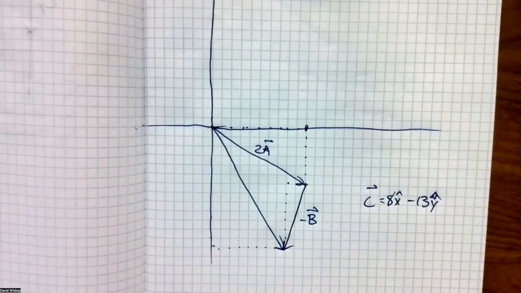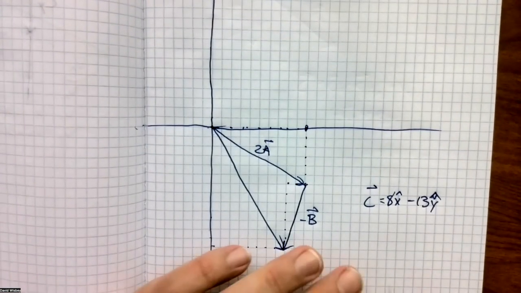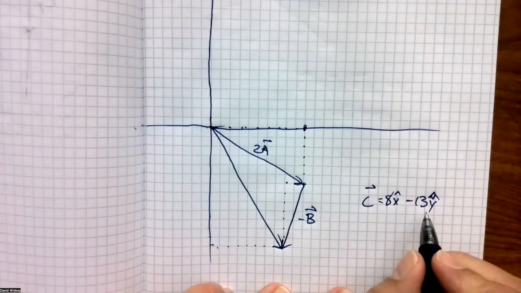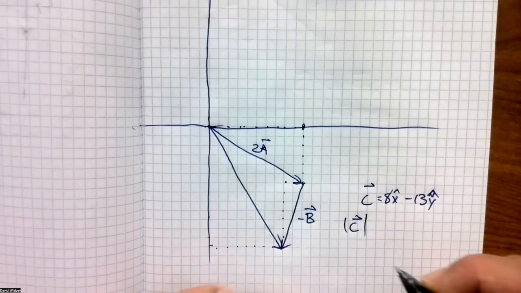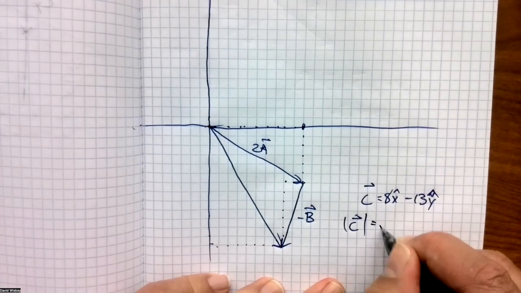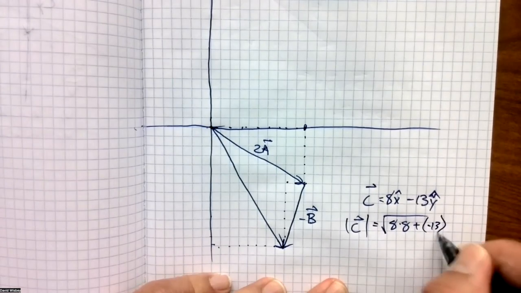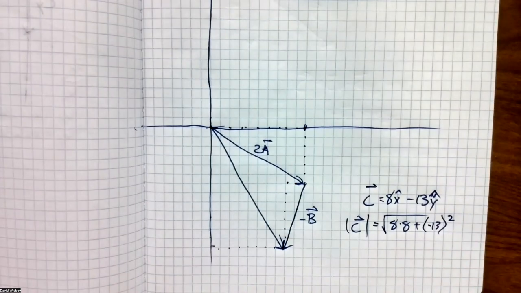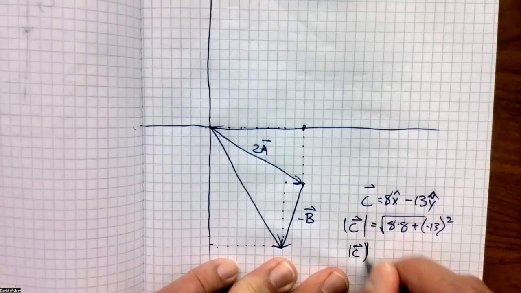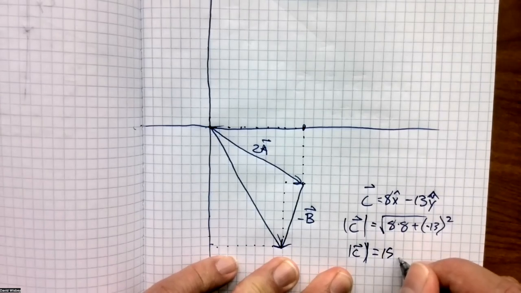Okay. And if I want to find the magnitude of C, then I've got 8 and 13. So the magnitude of C, this is how you find a magnitude, is going to be the square root of 8 squared plus minus 13 squared. All right. So I'll go over here to get another square root, and I'll say 8 squared plus 13 squared. And I want it in decimal form. So my magnitude of C is going to equal 15.26.